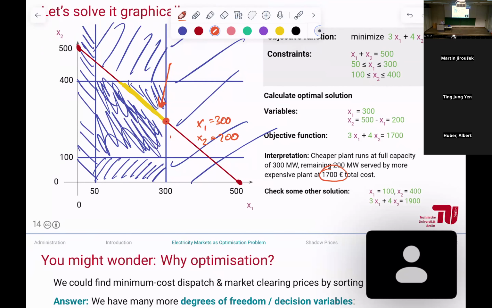We can also quickly try to choose another solution, for example, using just 100 of x1 and 400 of x2, which would give us a higher cost of 1,900 euros in total. So this is in principle how optimization problems are solved. In reality, you don't do this graphically. It can only be really done with two decision variables in a problem. But there's specialized software that can do that algorithmically for large problems.